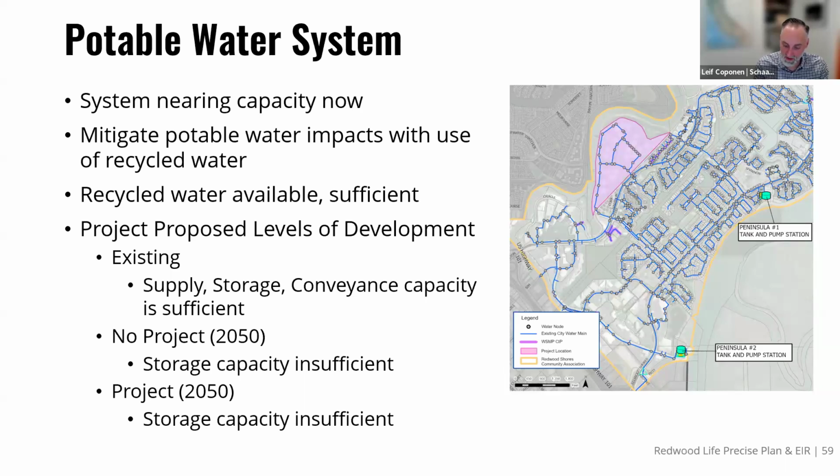And then looking at project-specific levels of development, for the existing system, again, supply, storage, and conveyance capacity is sufficient. When we move on to No Project 2050, it was identified that additional storage is needed to meet the city's design standards and performance standards. Same with Project 2050, additional storage would be needed. Next slide.